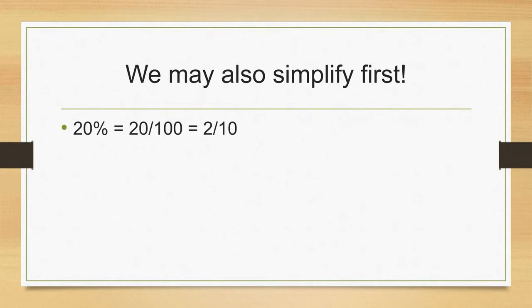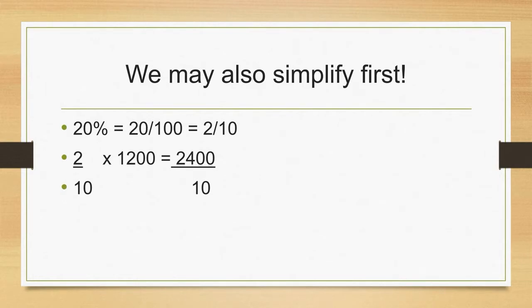We may also simplify at first, so we can do it another way. 20% is the same as 20 hundredths, which is 20 out of 100, which we can factorize. Taking 10 out of the numerator, 20, gives you 2, and 10 out of the denominator, 100, gives you 10. So now the fraction 20 hundredths becomes 2 tenths. We can now multiply by 2 tenths, and of course, as I've always said, simplify where possible.